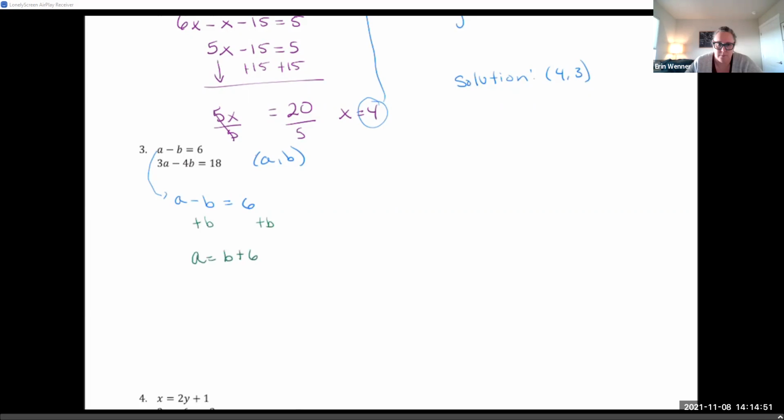Either is fine. So once I've isolated A, now we're going to take that stuff that A is equal to, and plug it in for A in that second equation. So we're going to have 3 times (B plus 6) instead of writing 3A, and then minus 4B equals 18. So I'm going to let you finish. You will get an ordered pair for your answer.